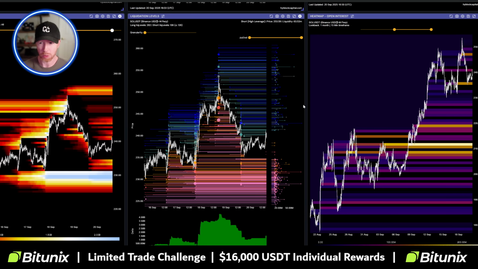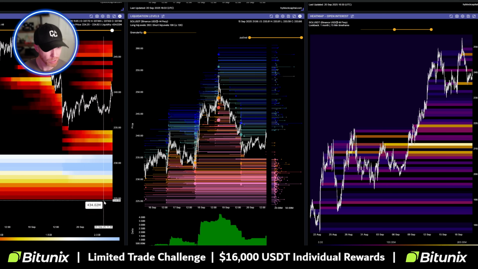So I'm not presuming we're going to see sub 200 in the near future, but I do think that 210 to 230 range, I think we saw with a lot of liquidation there, and more specifically 225 to 230, that could be a very realistic probability for us.